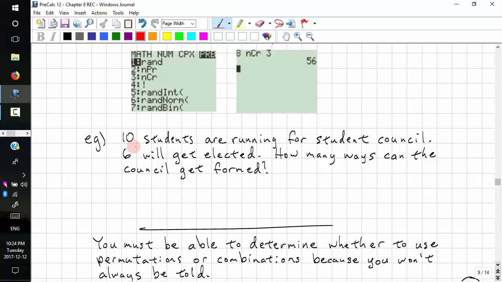10 students are running for student council. 6 will get elected. How many ways can the council be formed? And again, you want to note that order doesn't matter. Doesn't matter who gets elected first. They're all sitting on the council. Doesn't matter if they're last. Still sitting on the council. So we have 10 students to choose from, and we're choosing 6. So 10 factorial over 10 minus 6 factorial and 6 factorial.